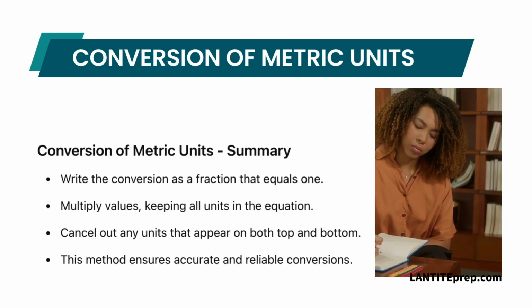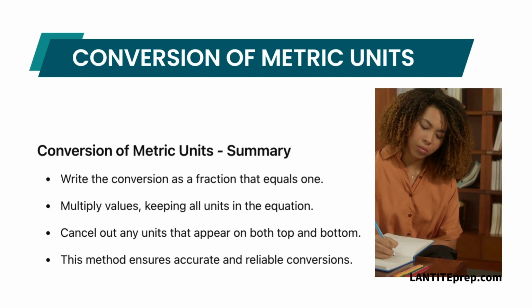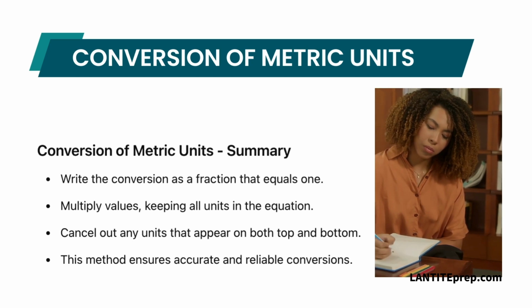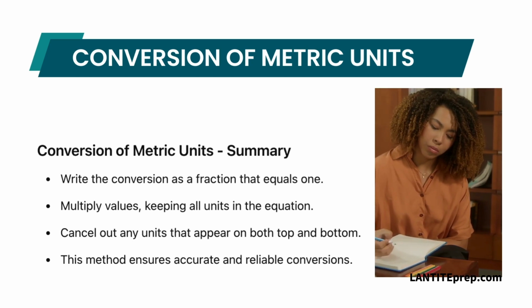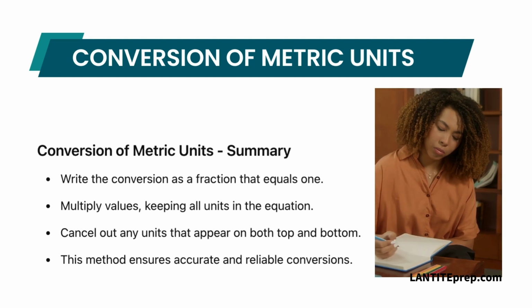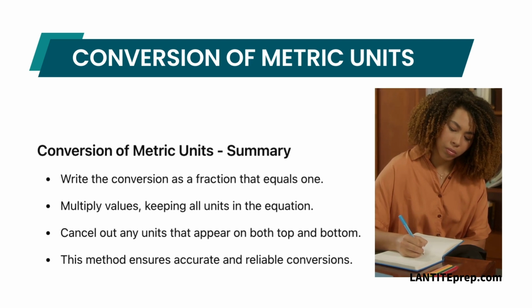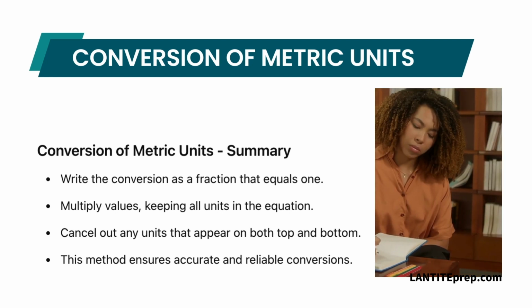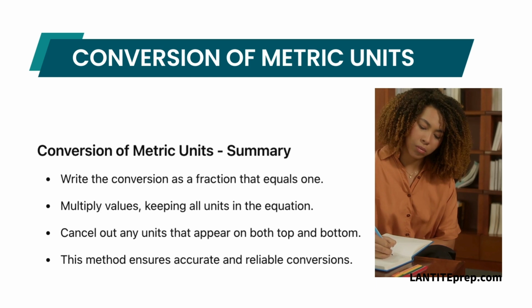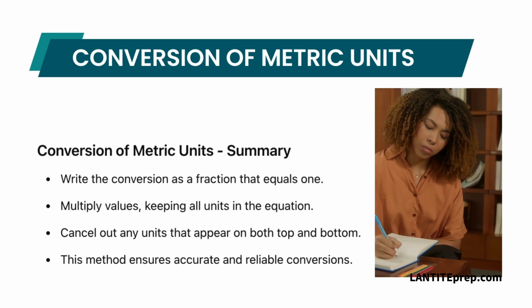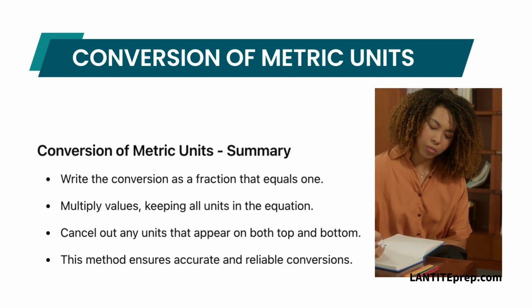To conclude this lesson, remember that in order to convert metric units, start by writing the conversion as a fraction that equals 1. Multiply your values, keeping all units in the equation. Then cancel out any units that appear on both the top and bottom. This method ensures accurate and reliable conversions every time.